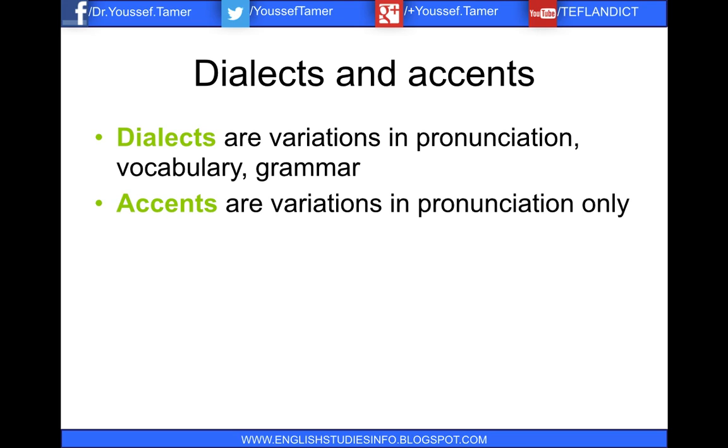So that's why when you are listening to somebody, especially when you are traveling and meeting people from different places, you can guess where the person is from just on the basis of the accent. For example, if you hear somebody pronouncing a word a certain way, it means that he's coming from the Fes area, right? Because the pronunciation there is different from the one I use. So pronunciation is the main aspect related to accents, while dialects are related to variations in pronunciation, vocabulary, and grammar, all linguistic levels.